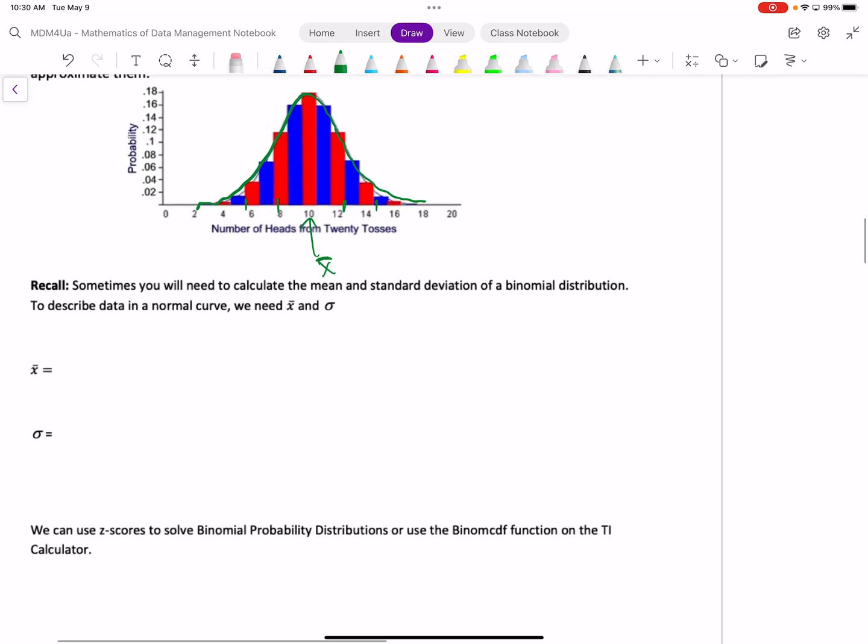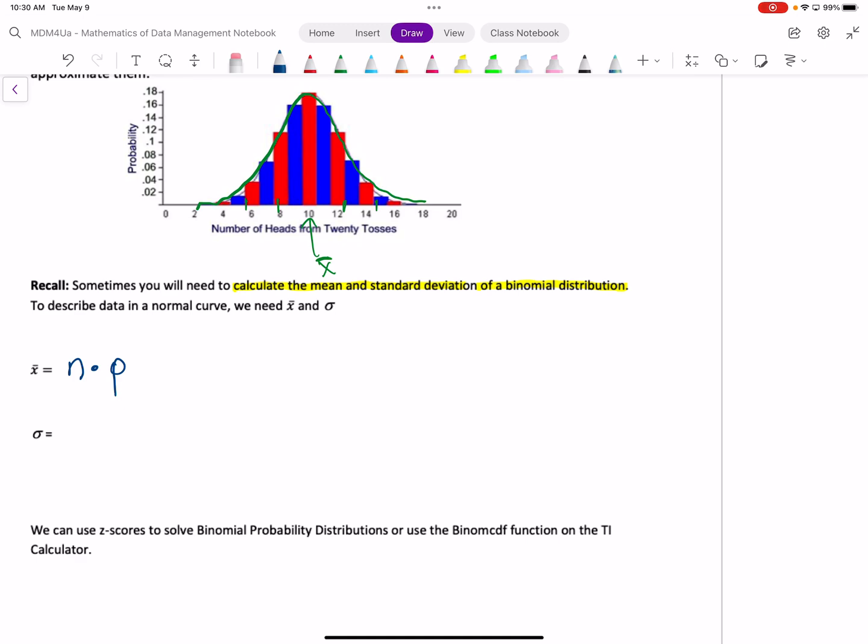So sometimes we will need to calculate the mean and the standard deviation of a binomial distribution to fit the normal distribution. In order to do that, we need formulas. Remember I said the mean, which is the middle of the graph, will always just be the number of trials times the probability of success.